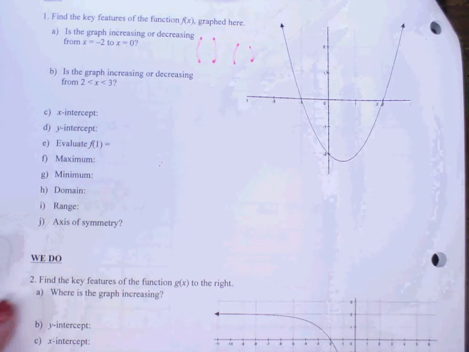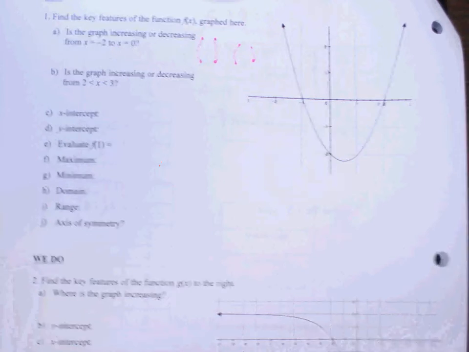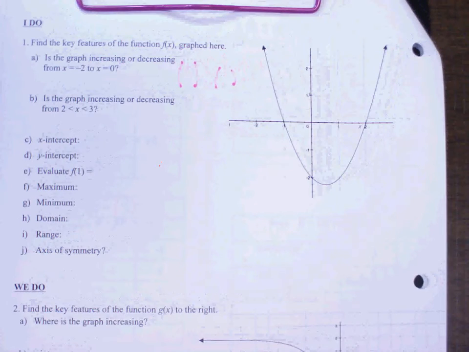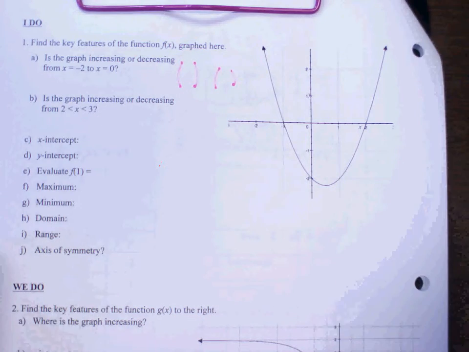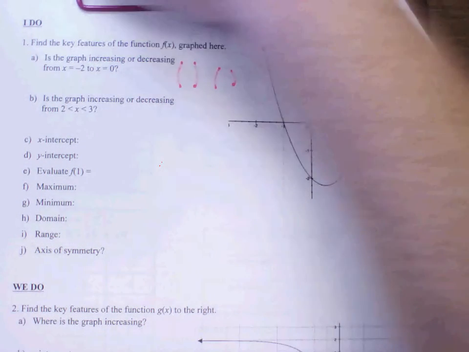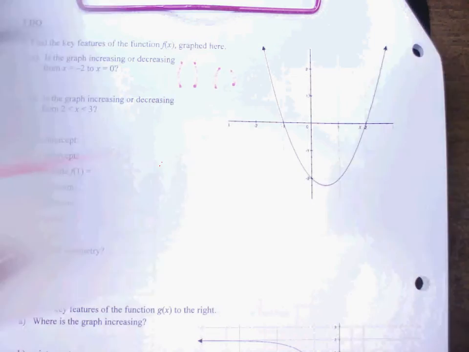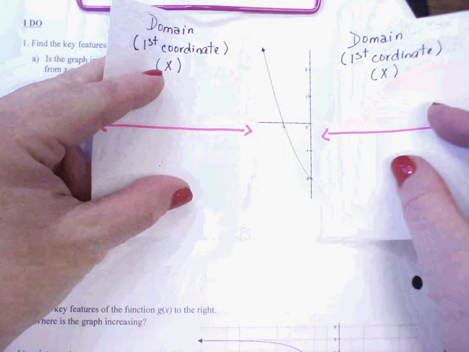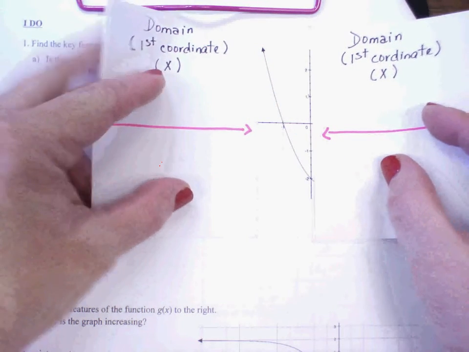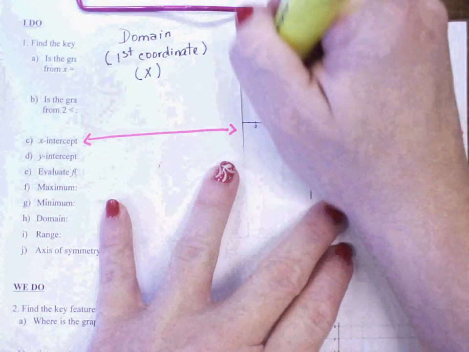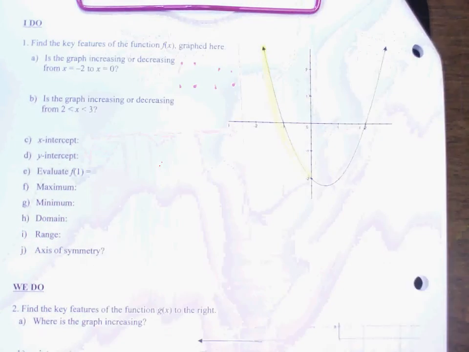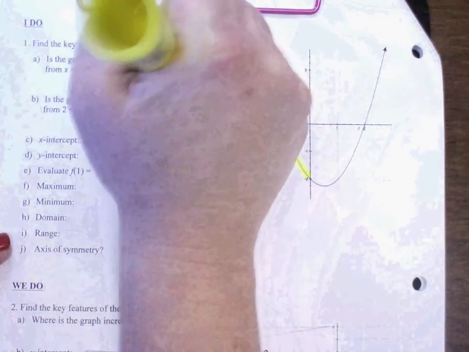All right, so it says, find the key features of the function f, graph here. And I don't need the calculator right now because everything is in here. Is the graph increasing or decreasing from x equals negative 2 to x equals 0? So it's asking about the domain from negative 2 to 0. What is the graph doing? Decreasing. It's right here. It's decreasing. Very good.